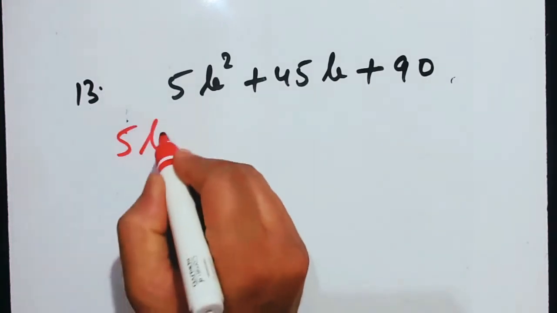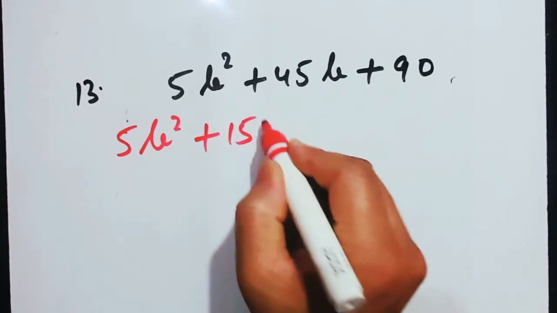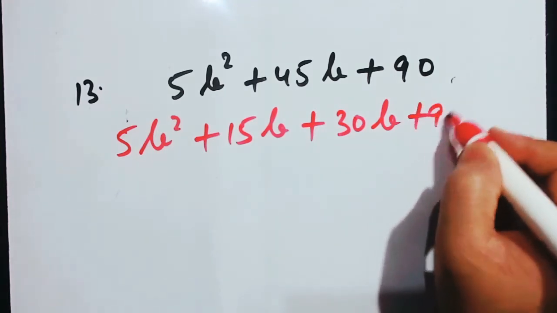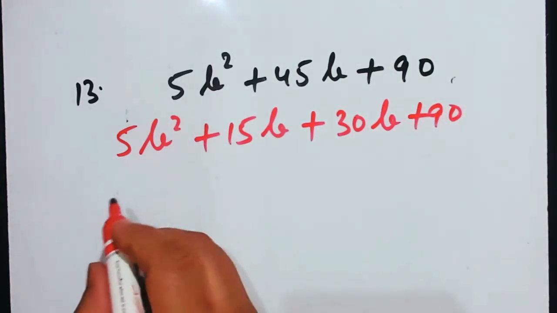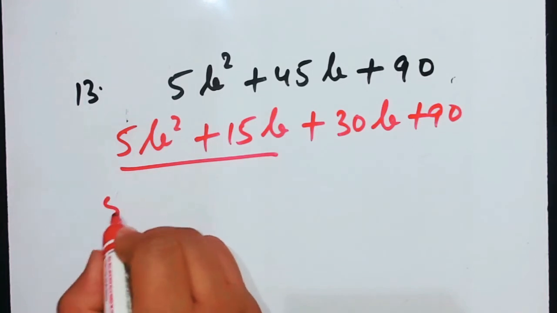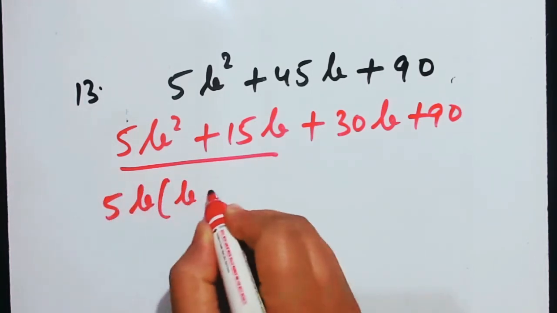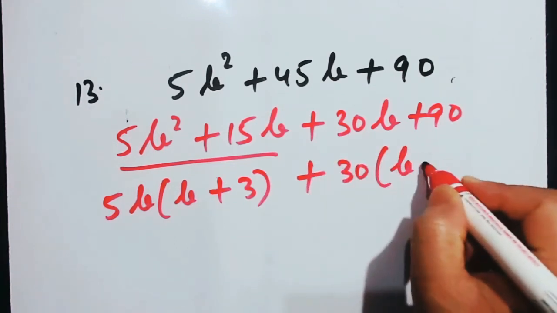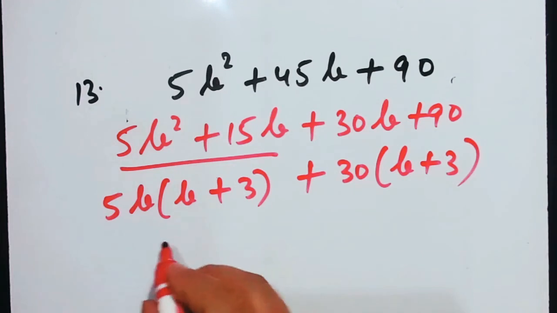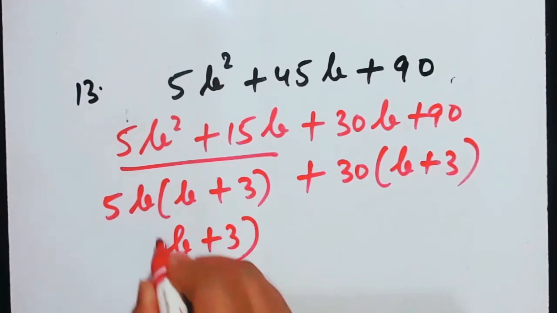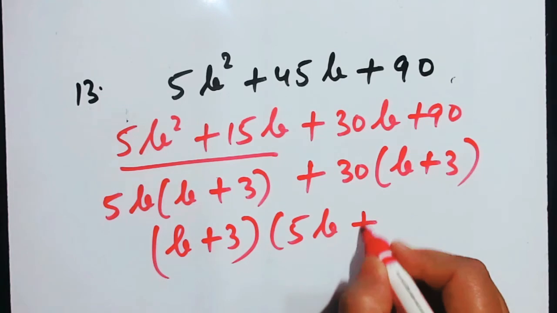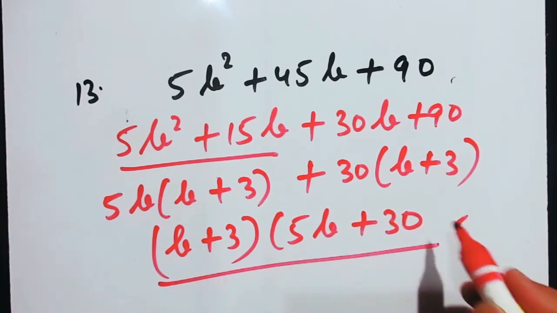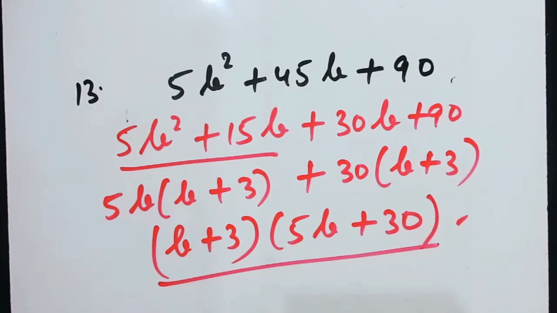So 5b square plus 15b plus 30b plus 90. So my dear, have a look. From these two, if I take 5b as common, I'll get b plus 3. Similarly, if I take 30 as common, I'll get b plus 3. Therefore, b plus 3 and 5b plus 30 are your factors. But still they are talking about factorize completely.